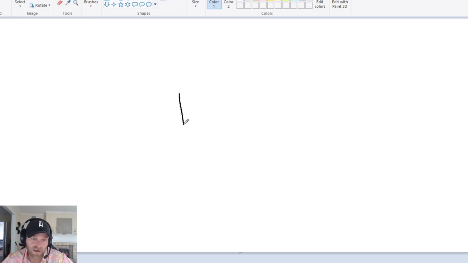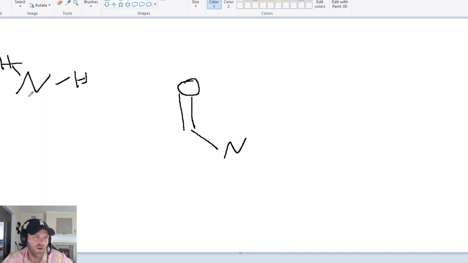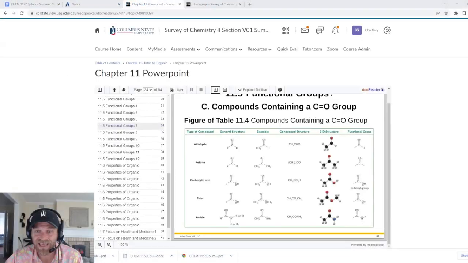the amide. The amide has the carbonyl carbon, but it connects to an amine. Remember we said that anything with an N is an amine group or amino. So if you see a nitrogen, you're automatically thinking either amine or amide. And if it has that double bonded O, it is an amide. I'm saying that kind of quick, but it's A-M-I-D-E. I think Dr. Taylor calls it an amid. I call it an amide.